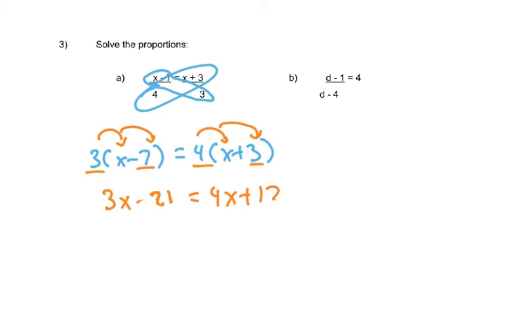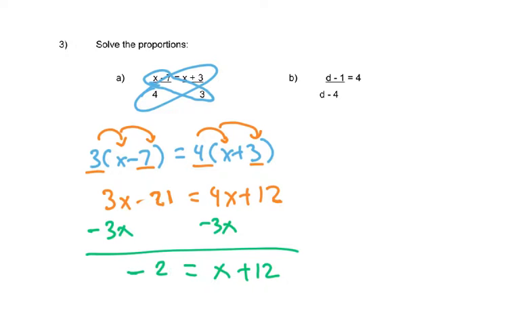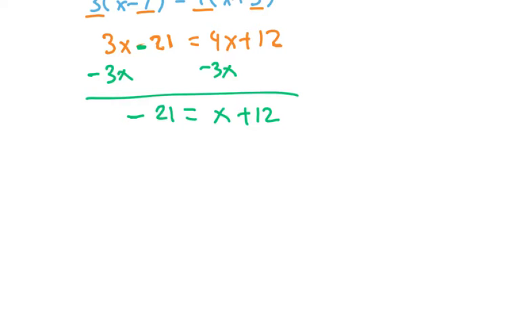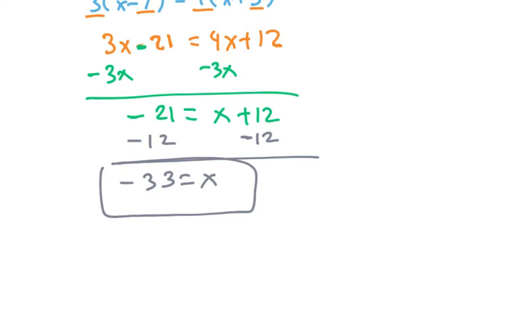Well, what I'm going to do now is I'm going to combine like terms. So I'm going to subtract 3x from both sides to put my x's together. Watch the sign. So notice when I took this down, it was negative 21. I brought down negative 21. And then to finish it off, subtract 12 from both sides. And x is negative 33.